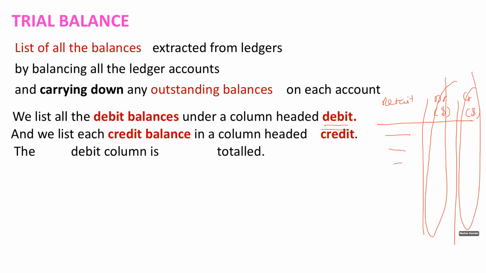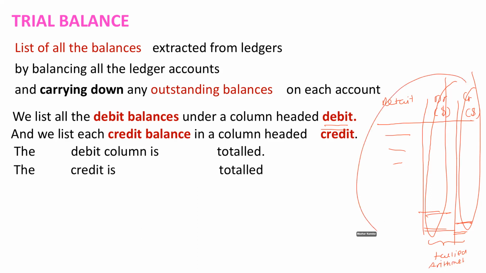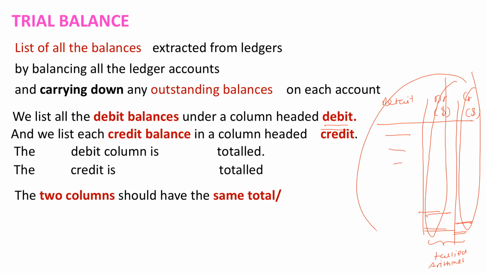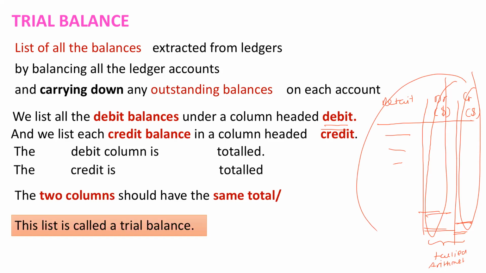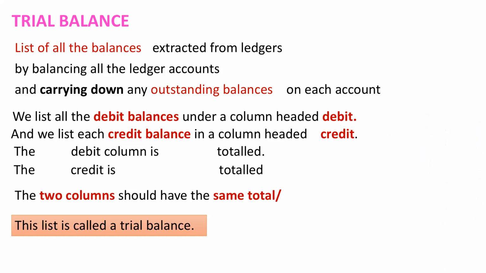The two columns, the debit and the credit column, should have the same total. If they have the same total, I say that the trial balance is tallied. I would say that the arithmetical accuracy of the trial balance is perfect. This list that we prepare is called the trial balance. The debit column will be totaled, the credit column will be totaled, and the two columns would have the same balance.